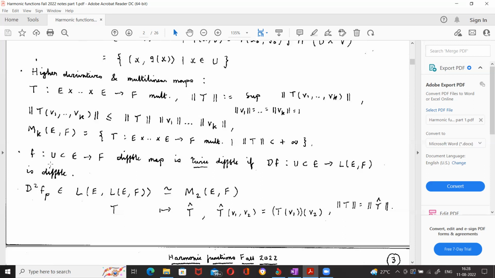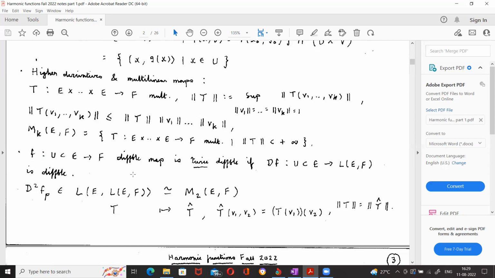So suppose f is a map between normed vector spaces E and F, which is differentiable. Then we'll say it is twice differentiable if the following holds. You look at Df now. Df is the map which sends a point p in E to the linear map Df at p. So this is a map between normed vector spaces, from E to L(E,F), and I can ask whether this map is differentiable. I will say that f is twice differentiable if the map which sends p to Df at p is differentiable.